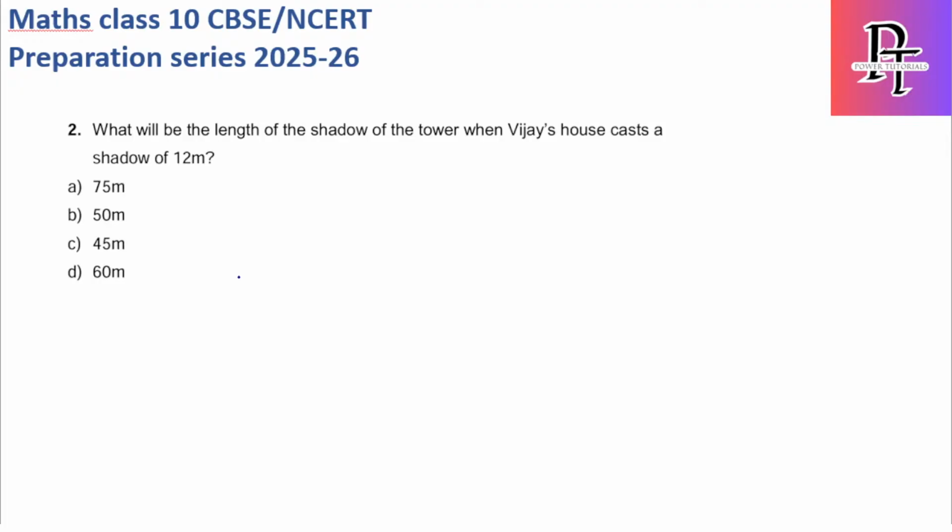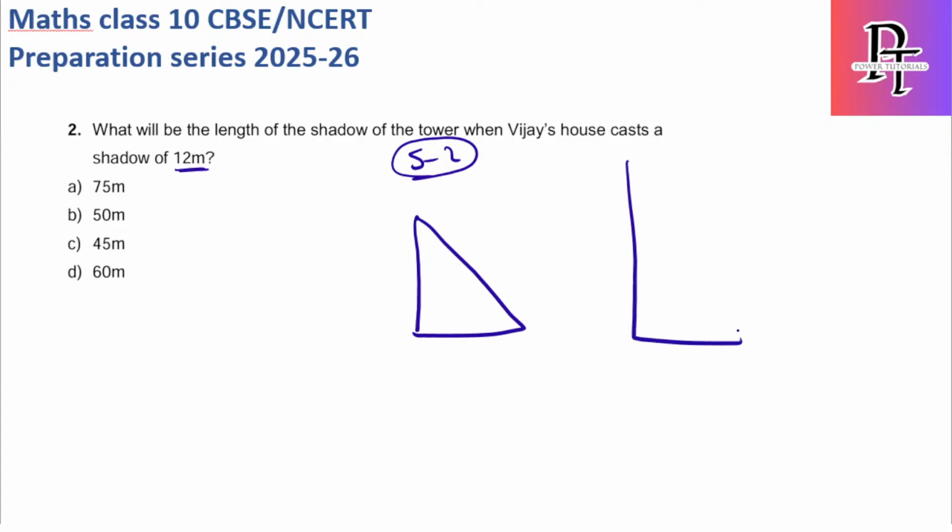What will be the length of the shadow of the tower when Vijay's house casts a shadow of 12 meters? Now you can understand that the shadow got changed. Now I'll write S2, scenario 2, where we are talking about only two triangles, Vijay's and the tower's. Vijay's height you already know, it is 20, it will not change. The shadow now changed to 12. What about the tower height? We got 100. Height will not change, only the shadow will change. Now here we need to find the shadow of the tower.